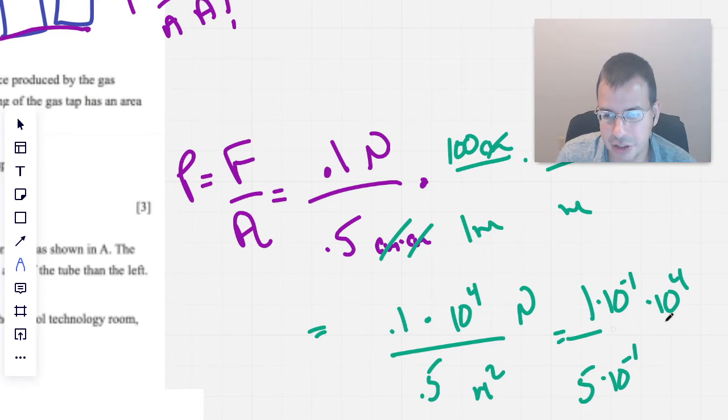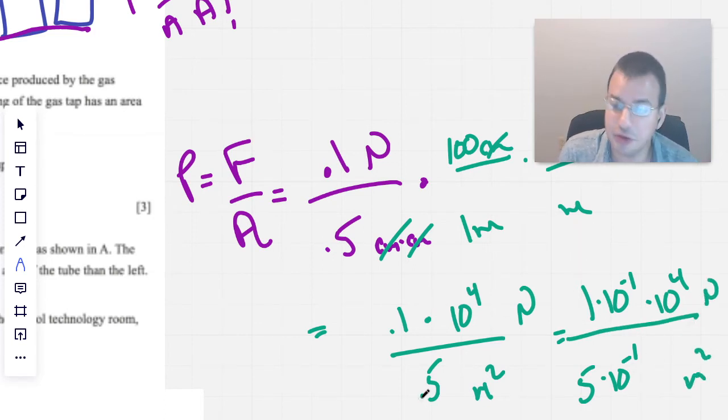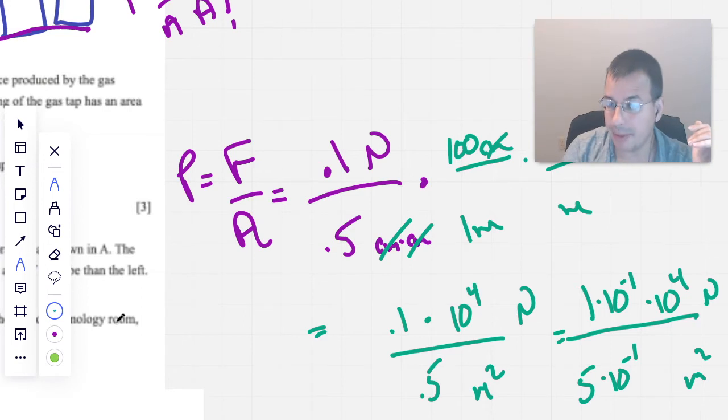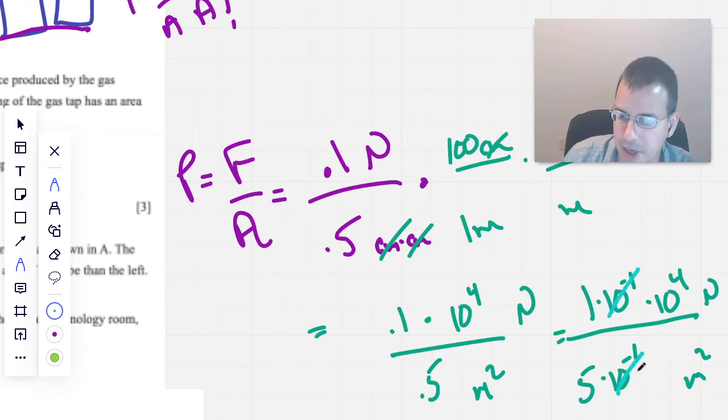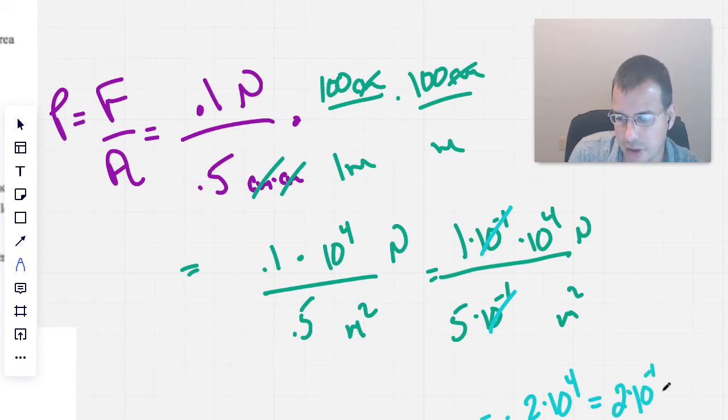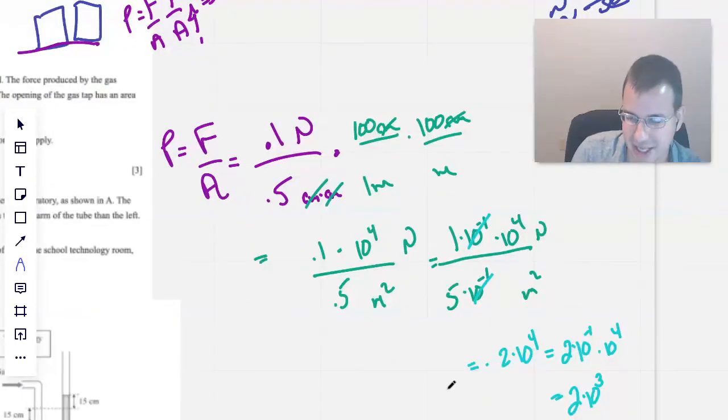Times 10 to the negative 1st. This would be newtons per square meter. And then basically I'm converting this 0.5 into 5 times 10 to the negative 1, that way I can combine the powers of 10. But here they can conveniently cancel. And so we have 1 over 5, which is 0.2 times 10 to the 4th, which is 2 times 10 to the negative 1 times 10 to the 4th, which is 2 times 10 to the 3rd pascals.